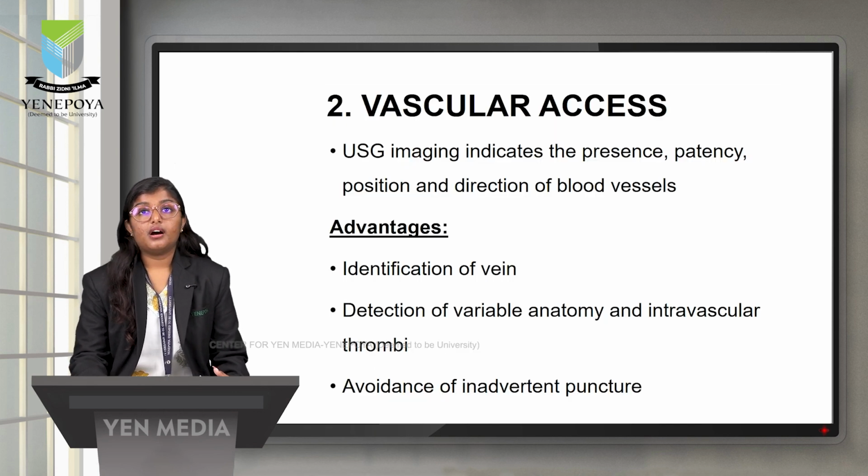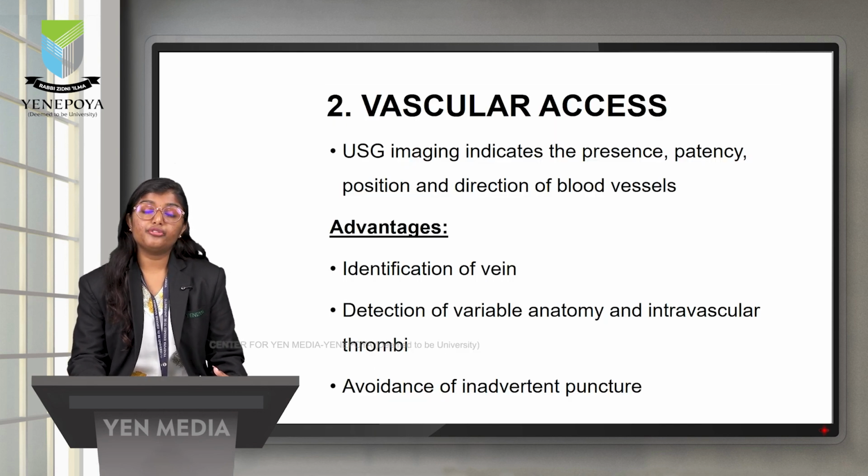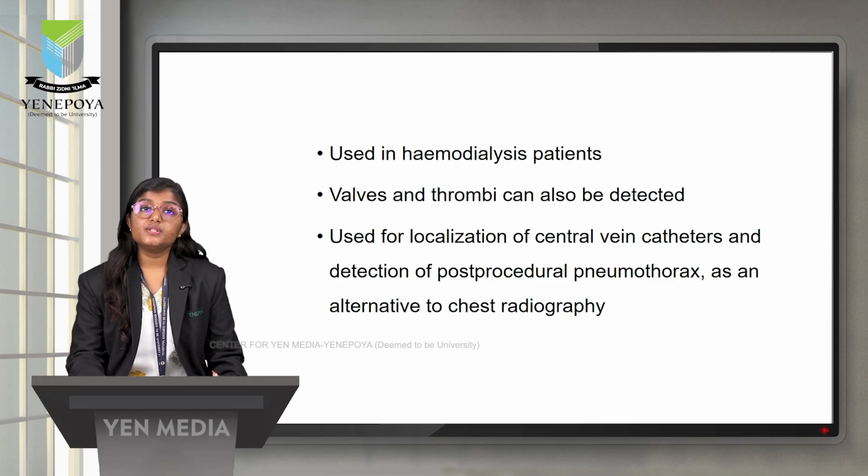Next, the application of the USG in vascular access. USG imaging indicates the presence, patency, position and direction of the blood vessels. The advantages are identification of the accurate vein, detection of variable anatomy and intravascular thrombi, avoidance of inadvertent puncture. It is also used in hemodialysis patients. Valves and thrombi can also be detected.